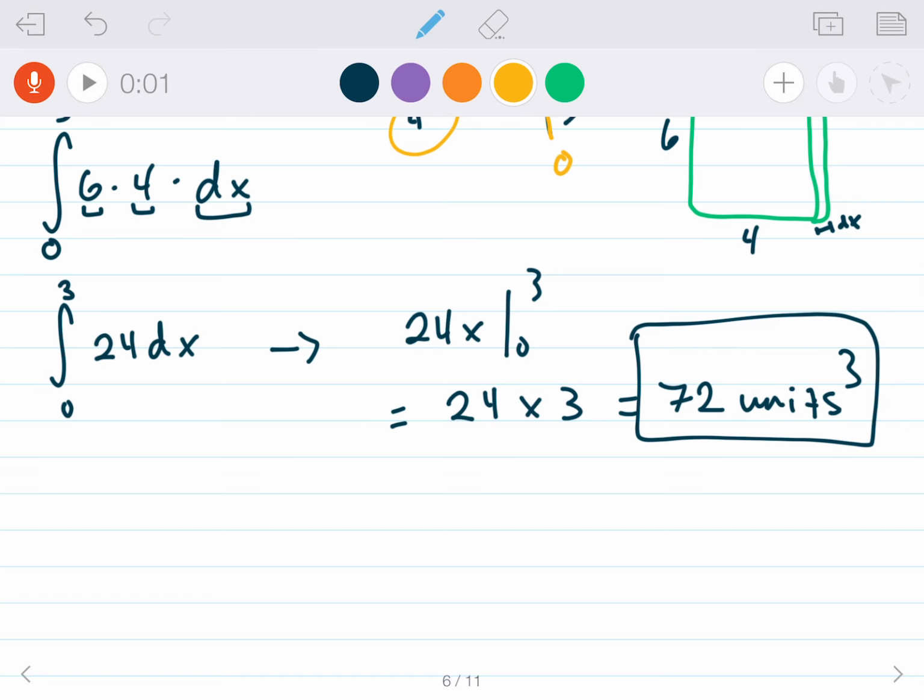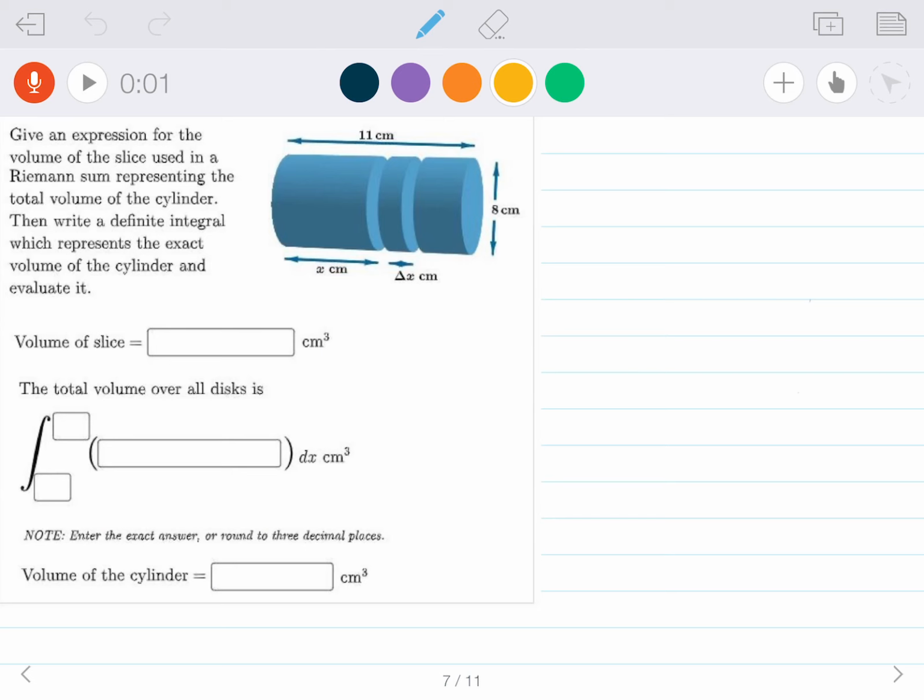So pretty cool. All right, let's do a problem like this. So you might have a problem like this on your homework. We want to give an expression for the volume of the slice used in the Riemann sum representing the total volume of the cylinder. And then we want to write a definite integral to figure out what the volume of the cylinder is. So it looks like since they're giving us that the change in x is along this axis right here, this is the axis that we're moving along, right?